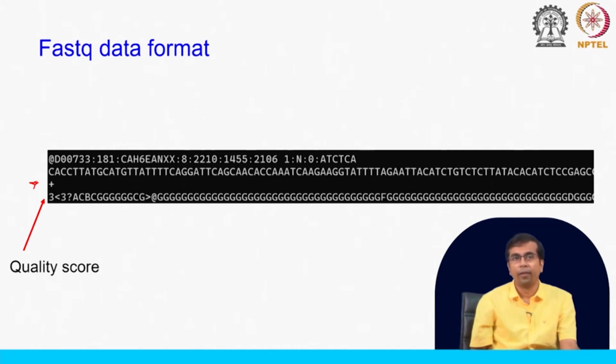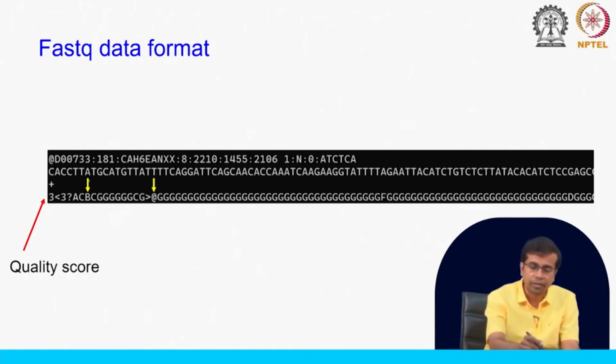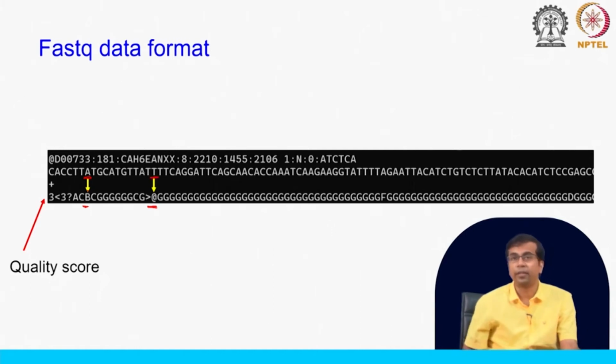Now, focusing on the quality score. Sometimes you see numbers, like 3, 3, but most of them are letters, like A, C, B, F, G, etc., or some symbols, for example question mark or greater than sign. So how are these quality scores represented here? One thing you should notice is that this quality score B here is for this base A, and this quality score, the at sign, is for this base T.